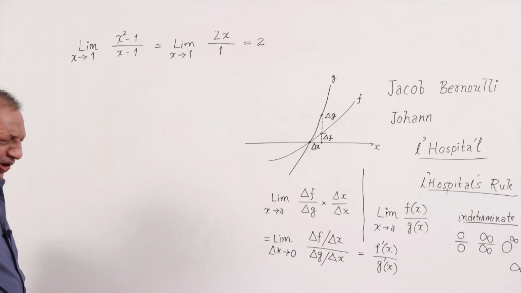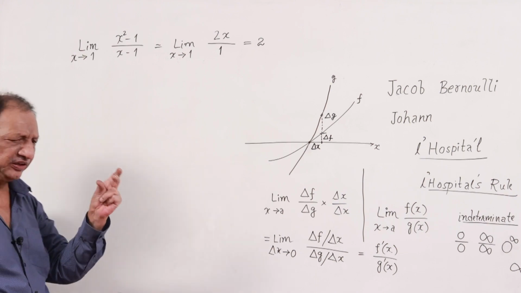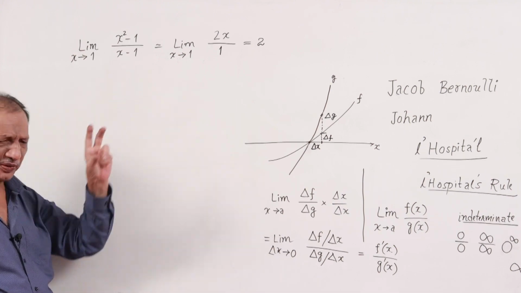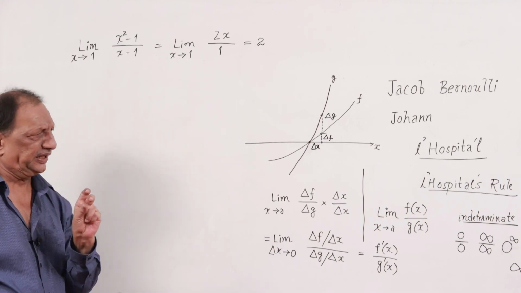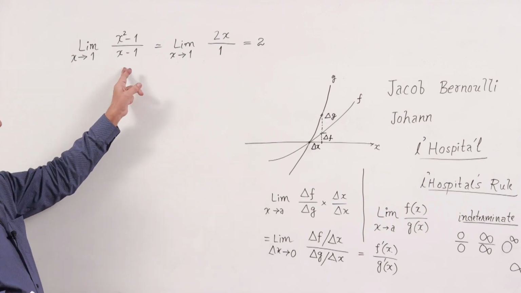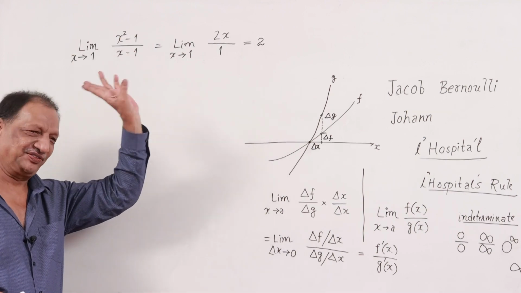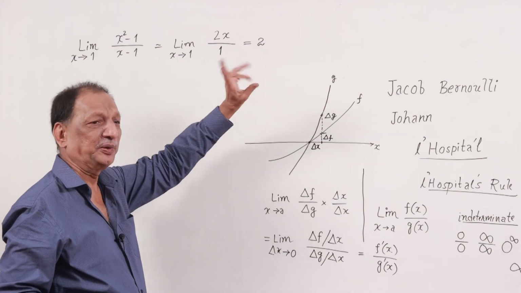What it really means is that if x is very close to 1, x minus 1 will be a small value, like 0.001 or whatever. You will find x squared minus 1 will be twice that value, always. Nearly twice, always. In the limit it will become 2.